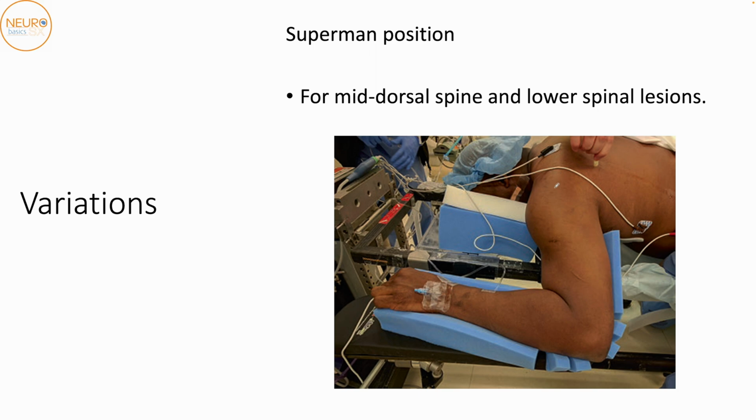Another variation is the Superman position, where the arms are basically pushed anteriorly and placed on these arm boards. This is usually for patients where we're operating on the mid dorsal and the lower spine regions. This is to prevent the arms from being on the side when we're doing radiography to visualize these areas.